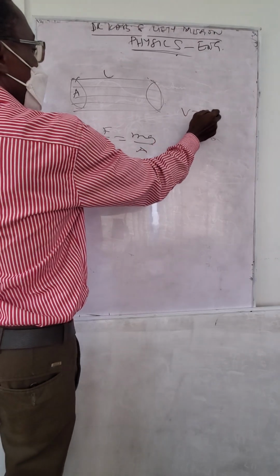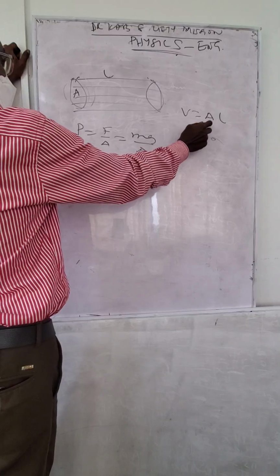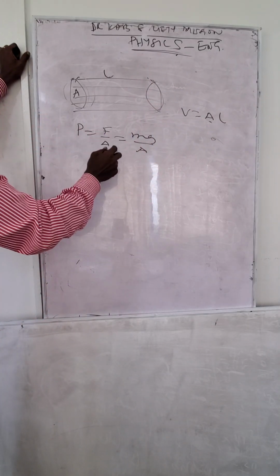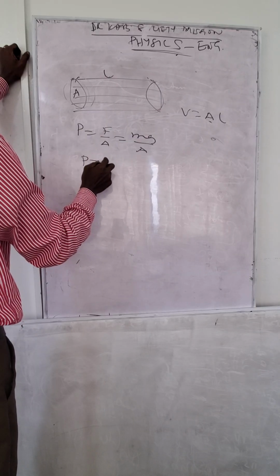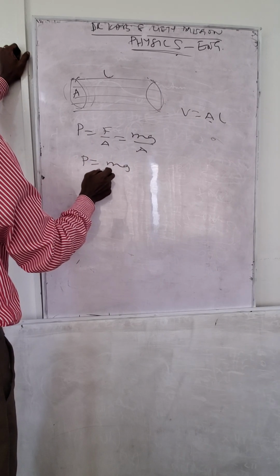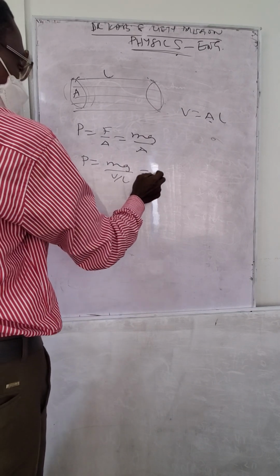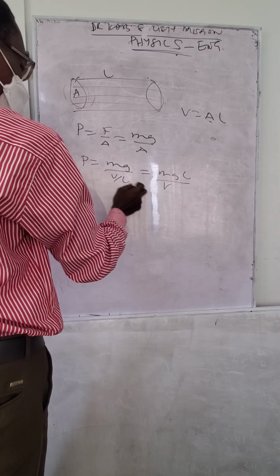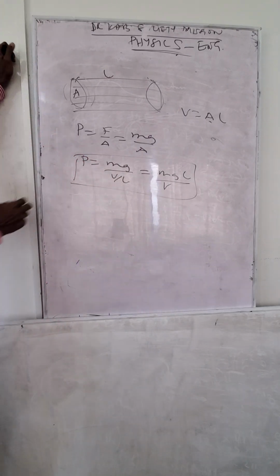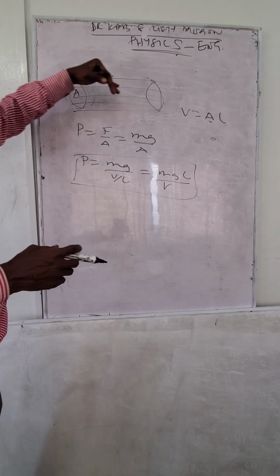Volume is equal to cross-sectional area times height. This cross-section times this will give you the volume, cross-sectional area times the length. So in terms of A, you can have pressure equal to mg, and then A as V over L. It comes out as mgL over V, where V is the volume. This is an expression. These are some of the methods you can use, depending on what values you have. So this is the column of air.